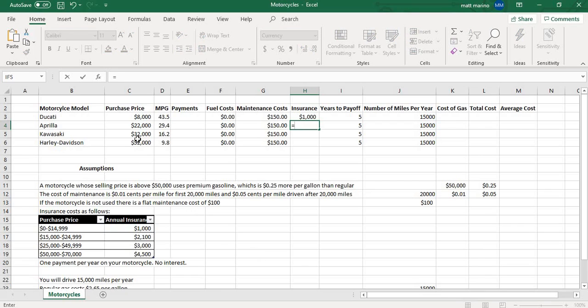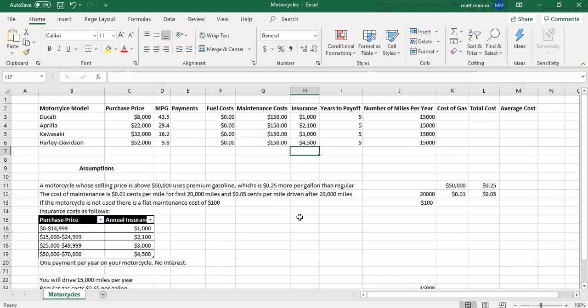Next, our Aprilia, our purchase price is $22,000, which is in the second annual insurance column. So we now reference C17. Our Kawasaki is $32,000 and is within our third annual insurance section, which references C18. And finally, our Harley is our most expensive and is the C19 insurance. We have now calculated our insurance costs. So now let's go back and reference our cost of gas.